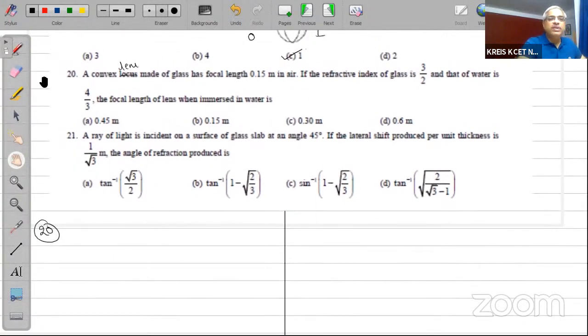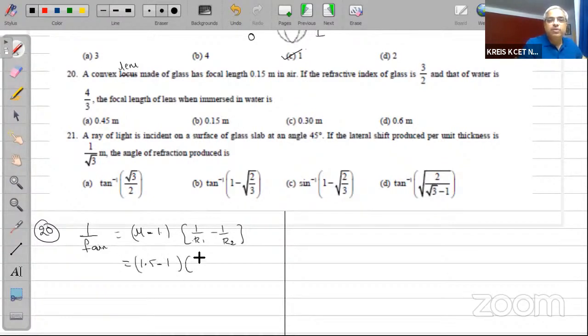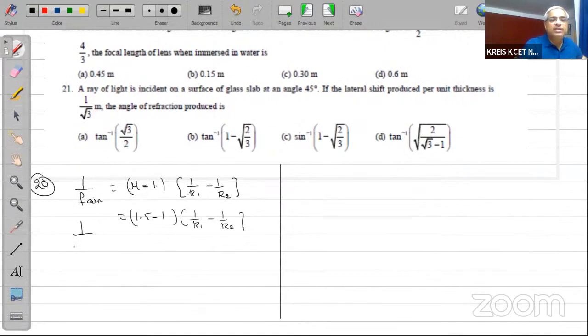First, when it is in air, the focal length is 0.15. So when it is in air, it is given by (mu minus 1) into (1 by r1 minus 1 by r2). The refractive index is 1.5. So (1.5 minus 1) into (1 by r1 minus 1 by r2). So this is the focal length in air, given to be 0.5 into this thing.